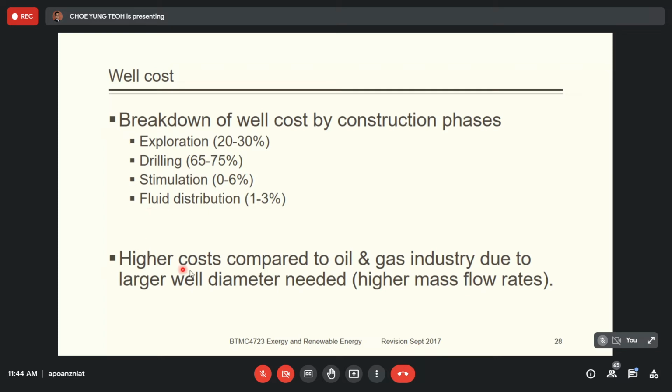The well costs are higher compared to the oil and gas industry due to the larger well. Sorry, higher cost here refers to the higher cost to make the well compared to the oil and gas industry, due to the large well diameter needed. You need to have a larger well compared to the oil and gas well.